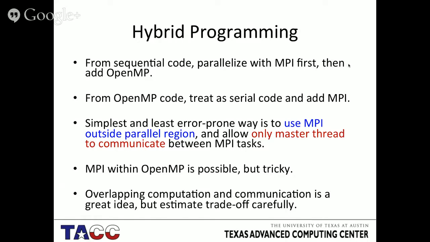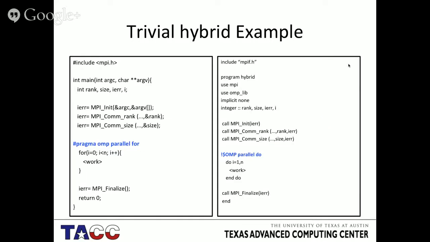That last statement there, I don't think I included the example. Essentially, overlapping computation and communication is a great idea, but typically you're going to do that with the MPI part. Essentially, the OpenMP part is not going to be involved. If it is, then things become very tricky, and I don't think we want to spend time on that today.